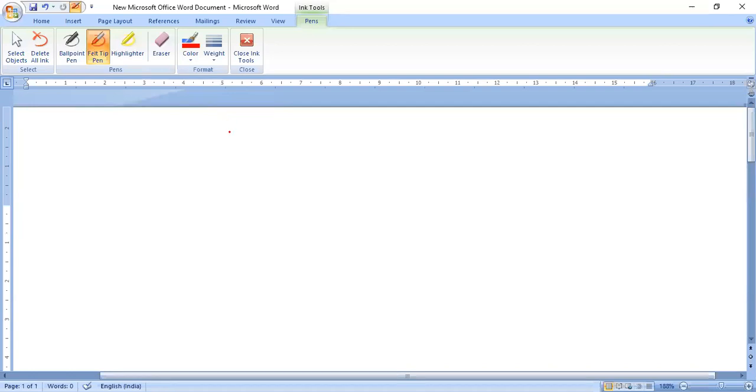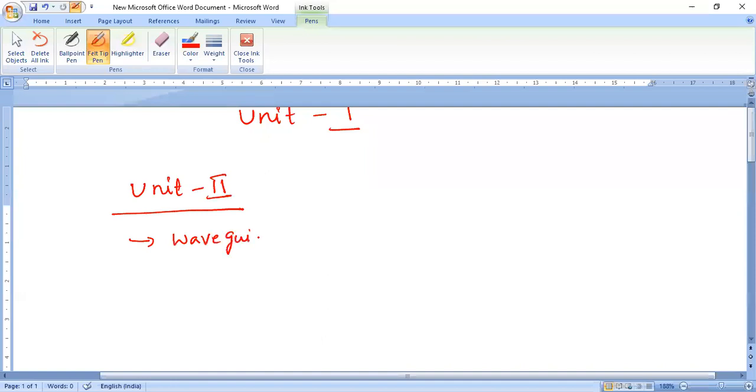So today we are going to see about Unit 2. We already completed Unit 1. So I'll make here Unit 2. The points we are going to discuss in Unit 2 are important. Unit 2 is about waveguide components.